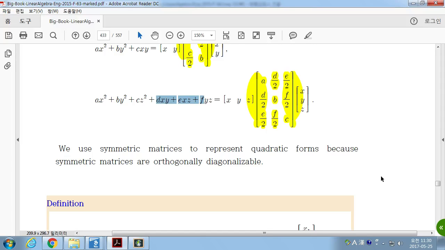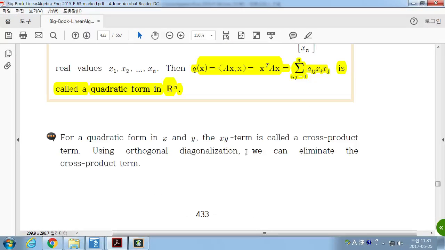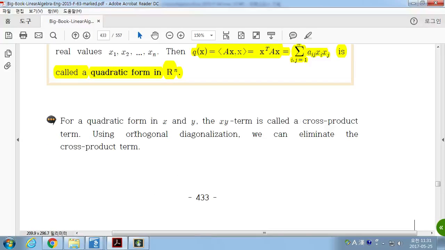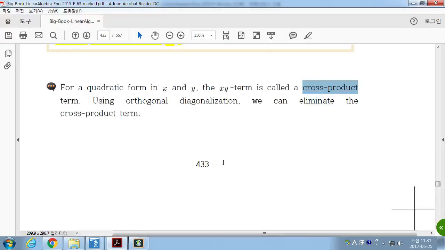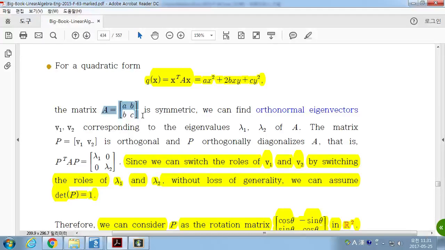So, yes? Questions? Okay, so this is a symmetric matrix, very important. So we have this form, and by using the orthogonal diagonalization, we can eliminate these cross product terms. Here is the method. For a quadratic form of this, with the cross product term here, we can find the matrix A, which is this. A and C are diagonal entries, and we have 2B, so B is here and here. So this matrix always comes from this quadratic form.